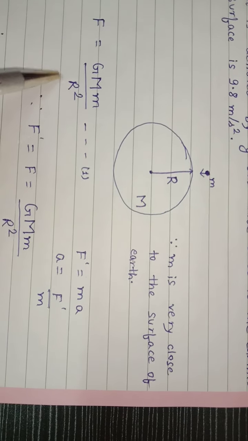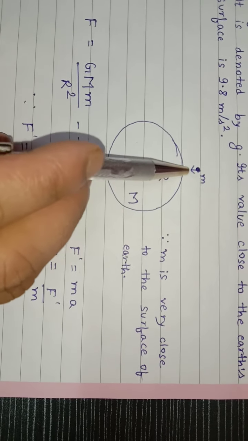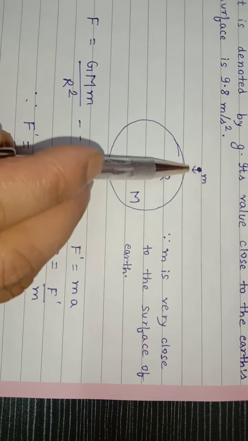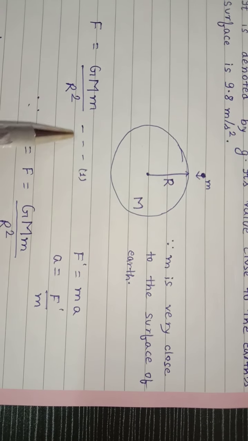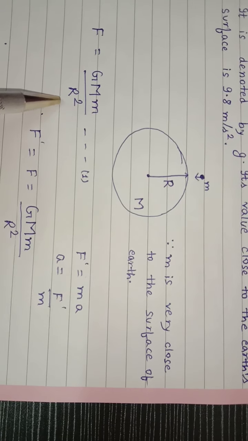Where R is the distance between the center of the earth and the body. Why? Because the body is very near to the earth, so this distance has been ignored. Now we have got the first equation, that force is equal to G, capital M, small m by R square.